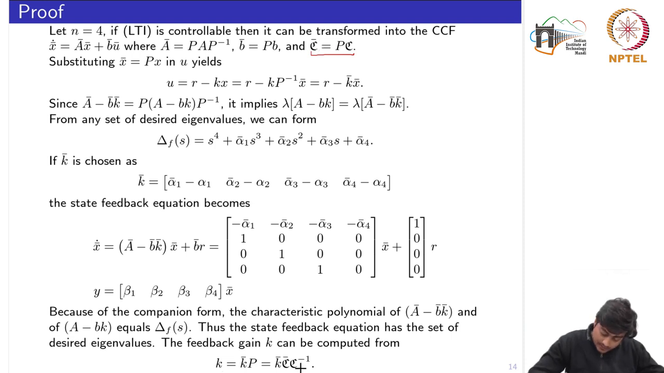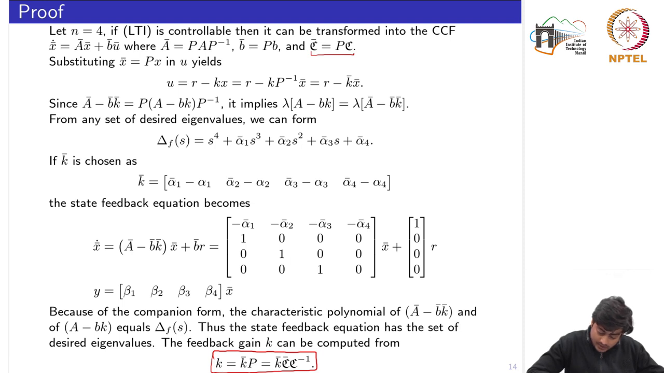Now we can take the C inverse here because we are dealing with a single input single output system, so this controllability matrix would definitely be a square matrix, and we can take the inverse. Since the computation of K involves the inverse of the controllability matrix, it must be non-singular. If the system is not controllable, then you cannot compute K, because this inverse is already included in the computation of the feedback gain. So this is one of the very important results.